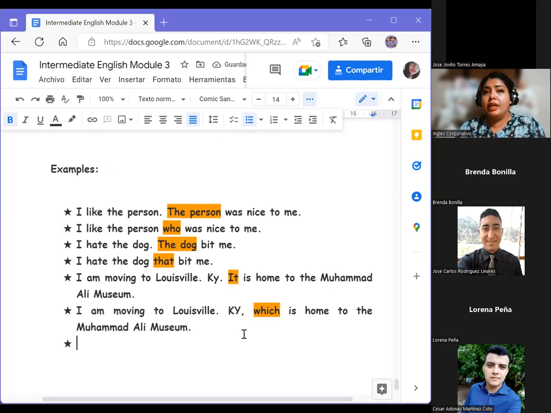So in this case, when we are creating this kind of sentence, we can use the relative pronouns as the subject of the sentence, but also we can use some of these pronouns as the object of the sentence.